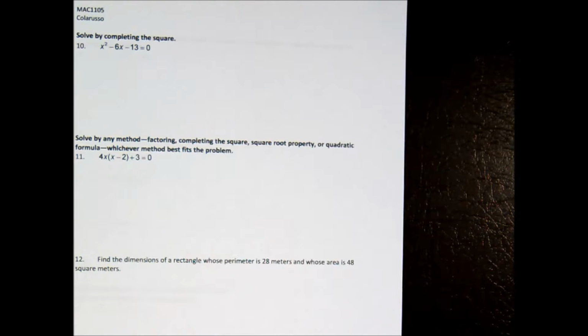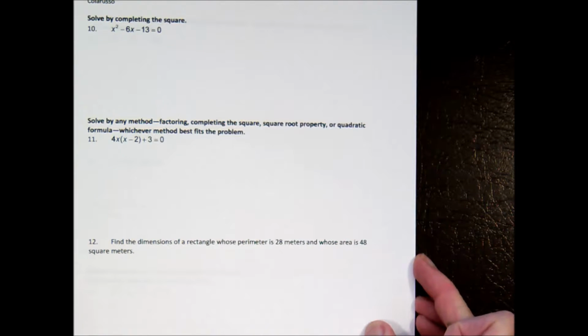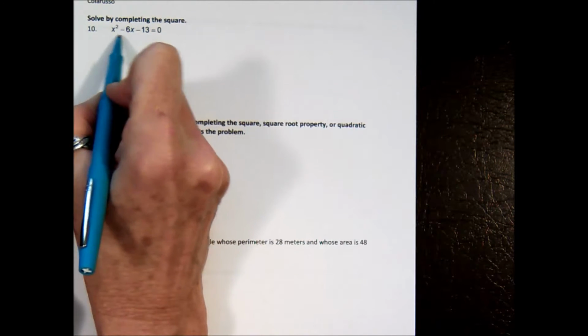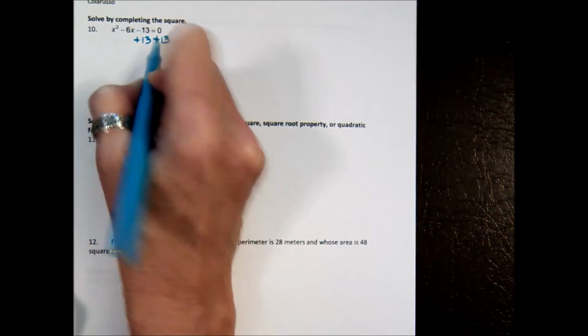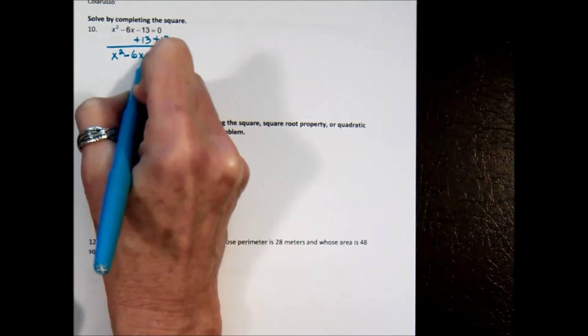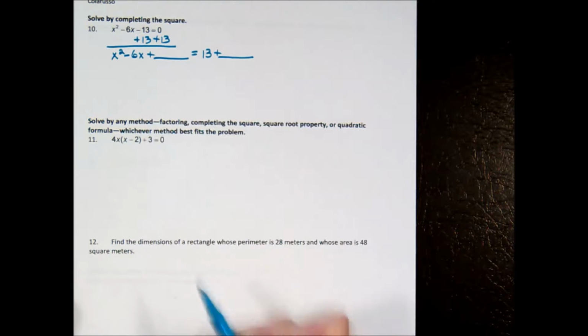All right, let's look at the next page. This one is solved by completing the square. Now, when we complete the square, we isolate the x terms. So this 13 has to go to the other side. We have x squared minus 6x plus some magic number equals 13 plus the same magic number.